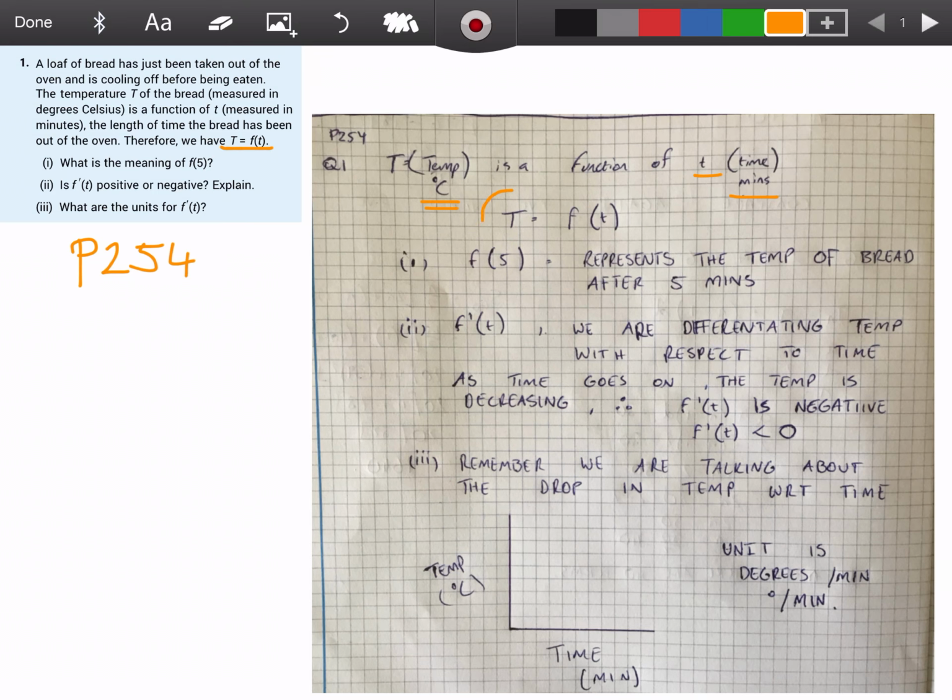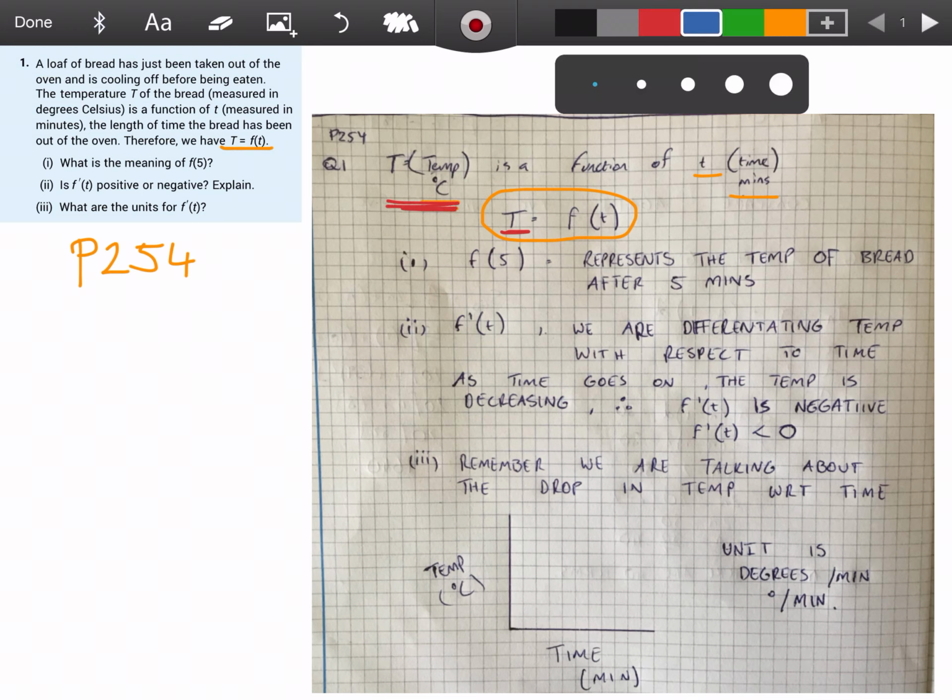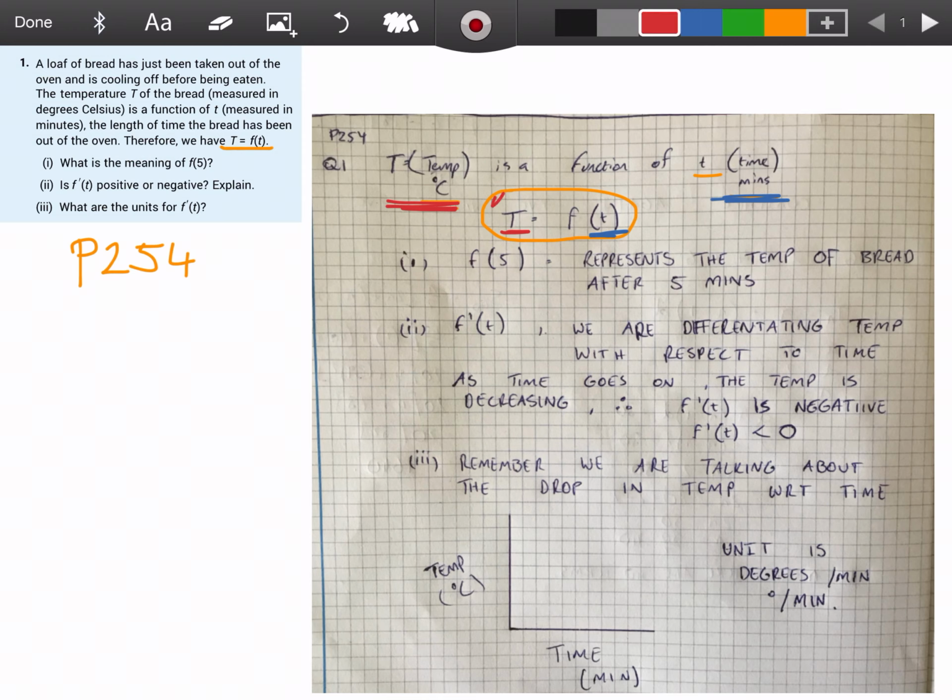So I've got that written there, and what we're saying is the first bit is temperature, which is a function of time. The thing to think about here is that the temperature is changing because of time. And generally I would hope we'd be able to have a think about that: as the time gets longer that the bread is out of the oven, the temperature is going to go down.